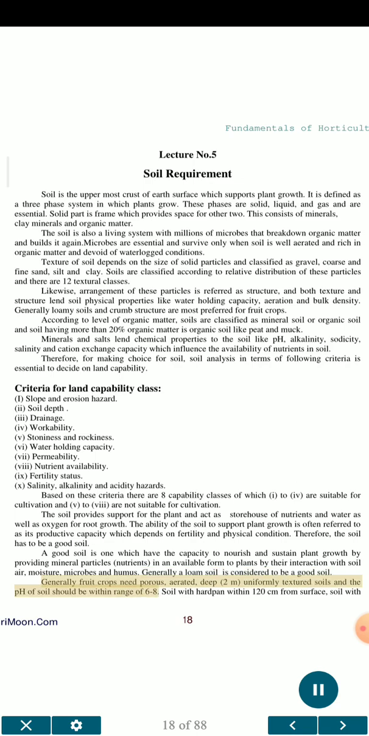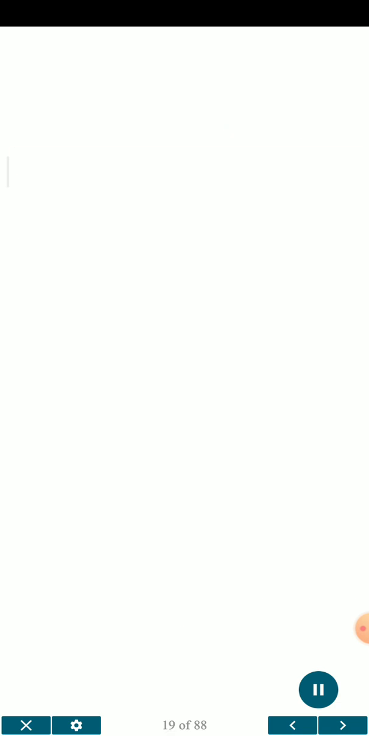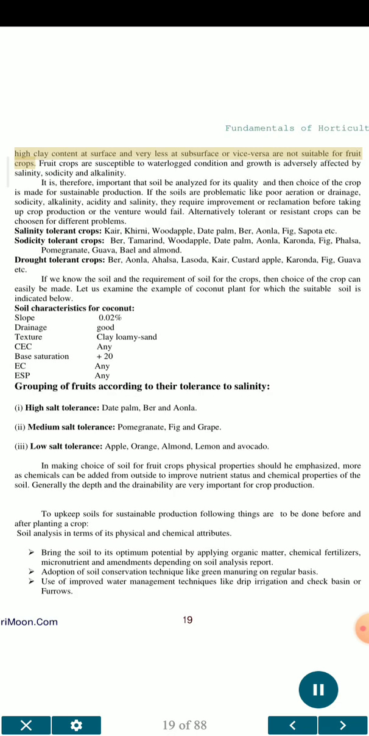Generally fruit crops need porous, aerated, deep (2 meters), uniformly textured soils, and the pH of soil should be within the range of 6 to 8. Soils with hardpan within 120 centimeters from the surface, and soils with high clay content at the surface and very little at the subsurface, or vice versa, are not suitable for fruit crops. Fruit crops are susceptible to waterlogged conditions, and growth is adversely affected by salinity, sodicity and alkalinity.